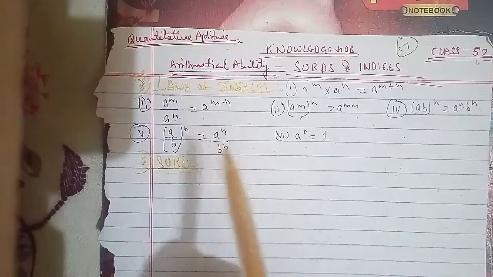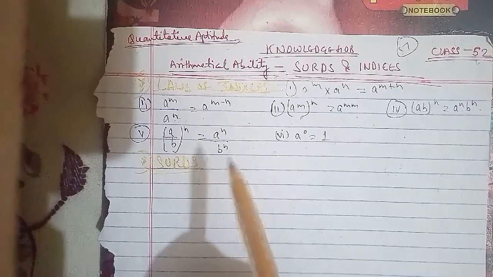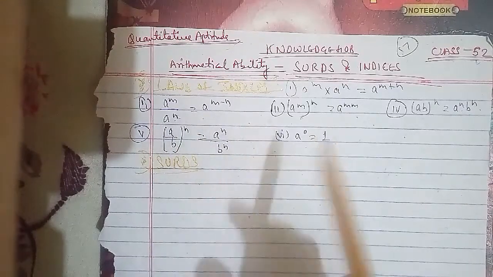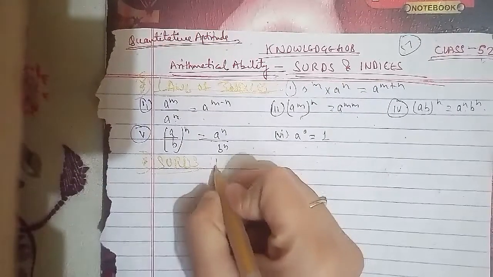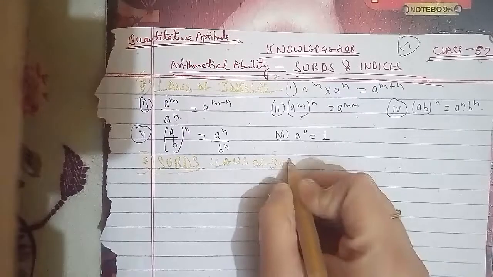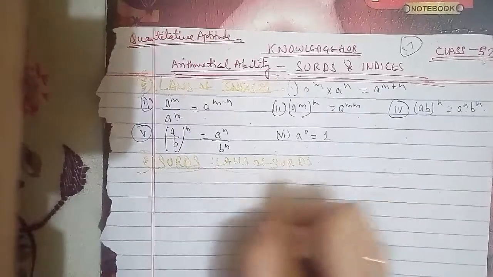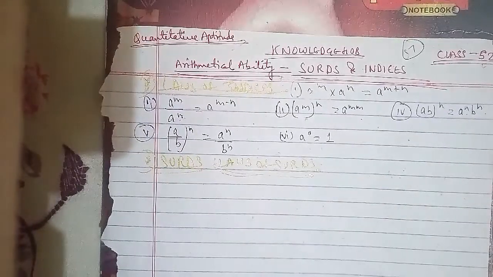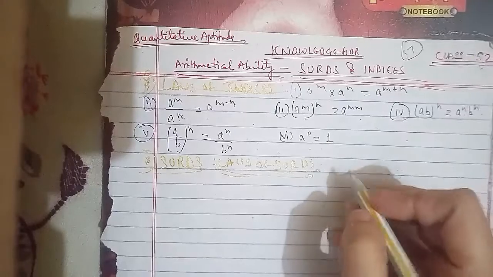Laws of surds. We have to talk about the laws of surds, because we have talked about indices and had six laws there. The first law we'll talk about is: the nth root of a is equal to a to the power 1 upon n.